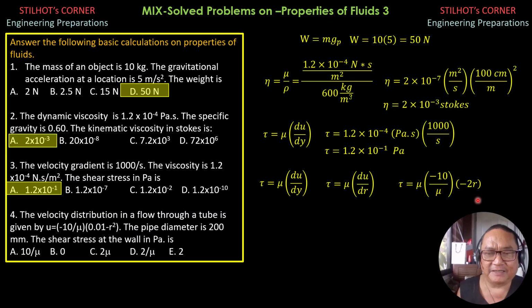So times negative 2r, and r is equal to 100 mm or 0.1 meter. Cancel out mu. So for me, the answer should be 2 pascals, not 2 over mu. Because definitely this will have units of pascals, just like in problem 3. So I'll contradict the choices. I choose letter E.